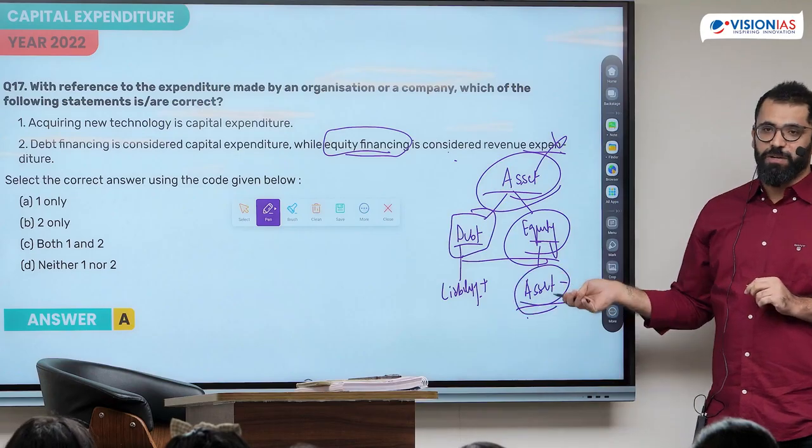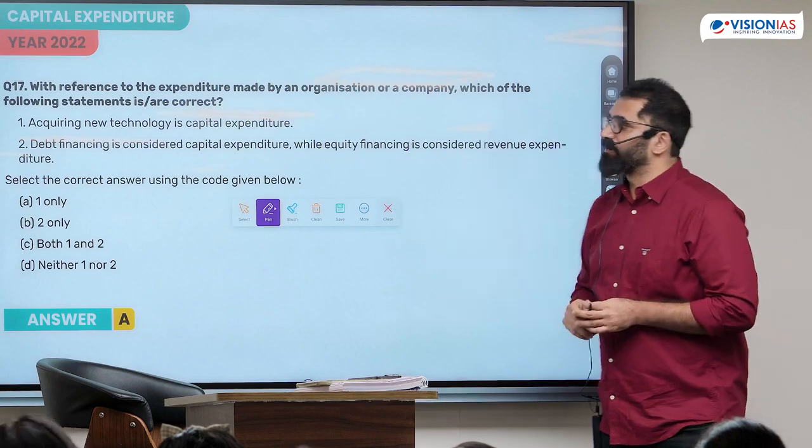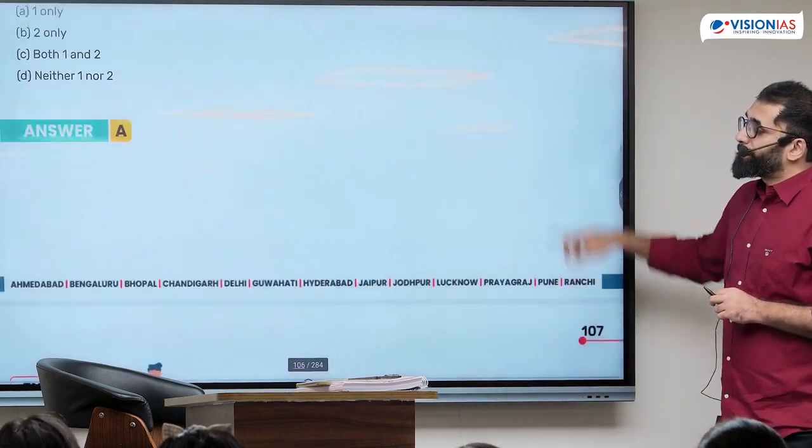Also, asset reduction is a capital receipt. Is it clear? Asset liability structure is being impacted. This is capital. The answer here is one only.